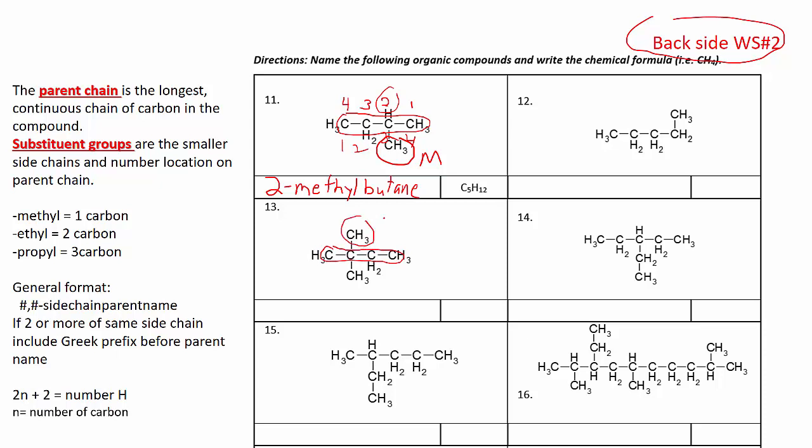Off the top, we have a methyl group, and on the bottom, a methyl group. So in the end, off of this second carbon, we have 2 methyl groups. So we've got a 2 and a second 2. They're both off there. And then from there, 2 methyl groups, we're going to call it dimethyl butane.